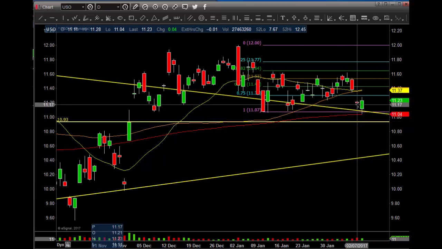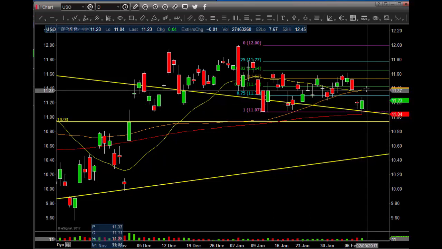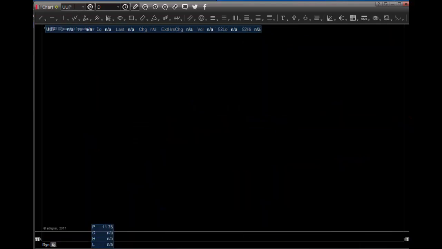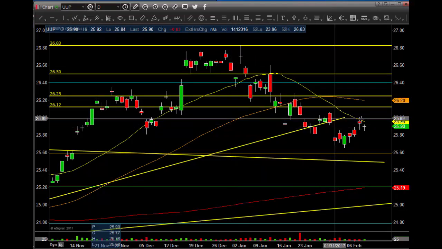Let's wait for a pattern here. Do we chop around sideways, or do we pop right back up in the channel and just keep going up and down? Fun stuff, guys. Fun stuff. UUP, UUP down 3 cents, no great shakes.